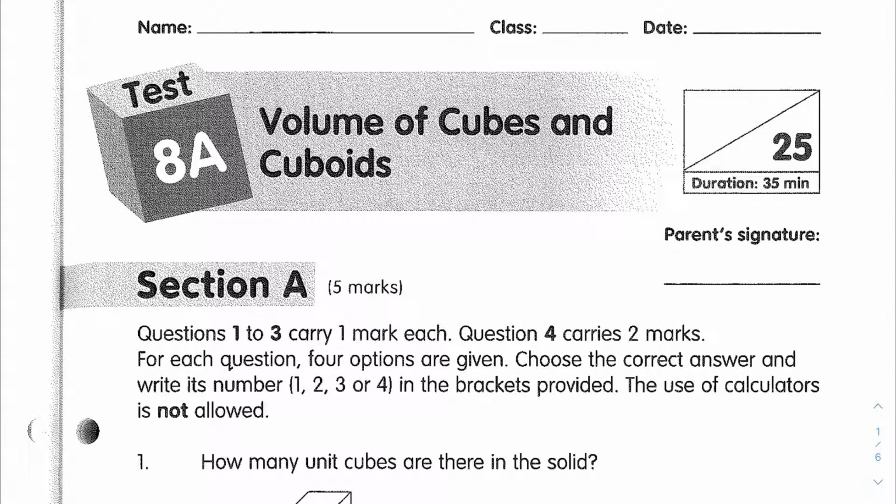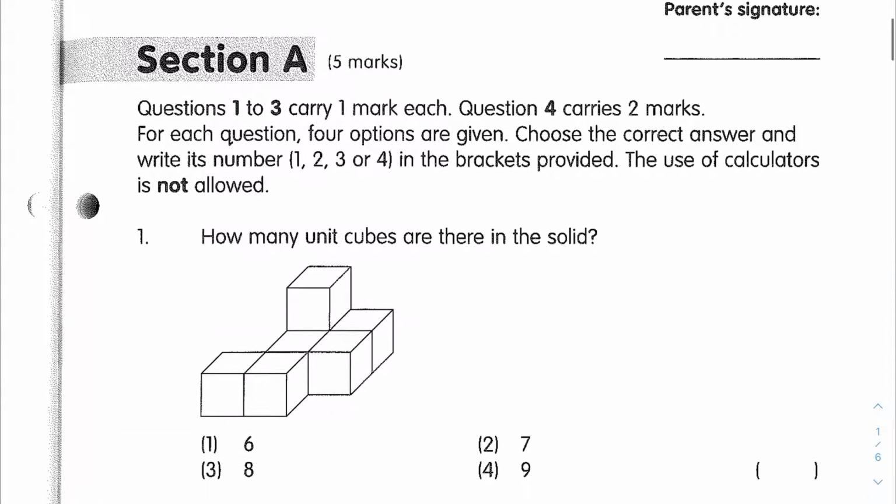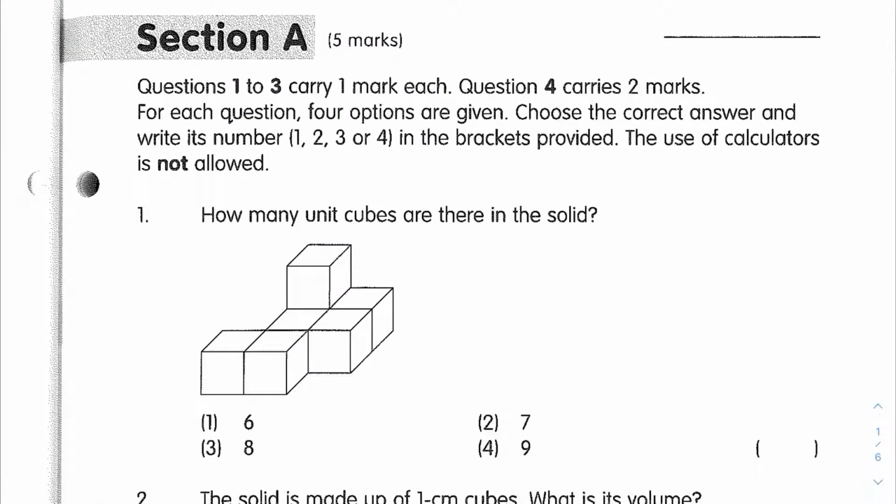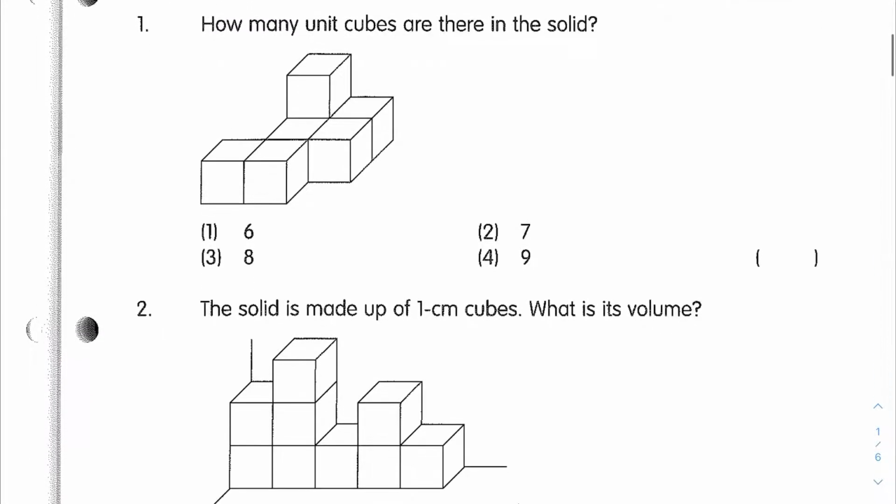Today we are going to look at questions for section A and section B before we move on to the word problems. Hopefully you have already done these questions on SLS and it's more of a revision. Question 1, how many unit cubes are there in the solid? You have 1, 2, 3, 4, 5, 6, and there is another cube below this cube for a total of 7. So your answer is 2.